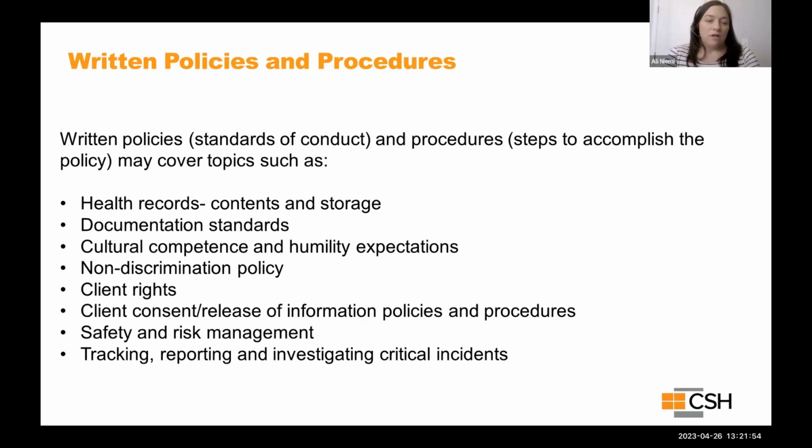The other thing I would add to this list is program-specific policies. So for your housing assistance program, how do you deal with referrals? What is your capacity? Are you going to have a wait list? What is your intake process like? All of that, in addition to these overall general policies, is really helpful to have written up as well.